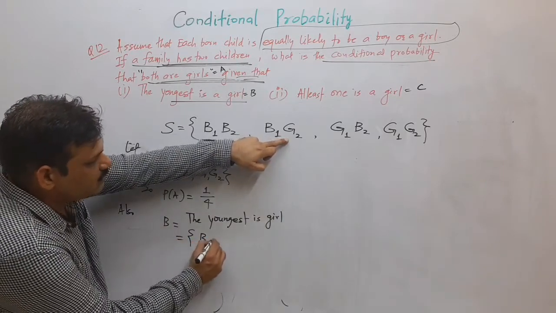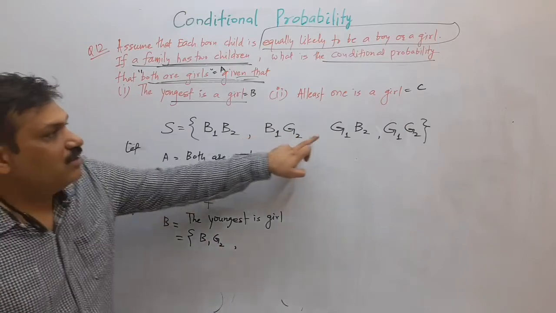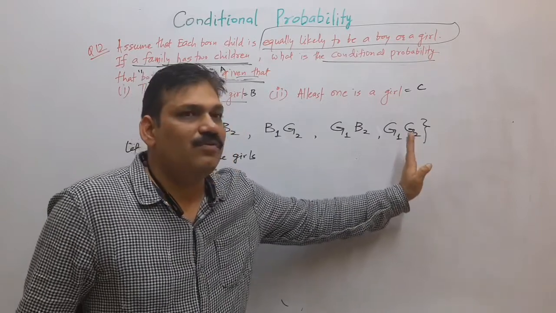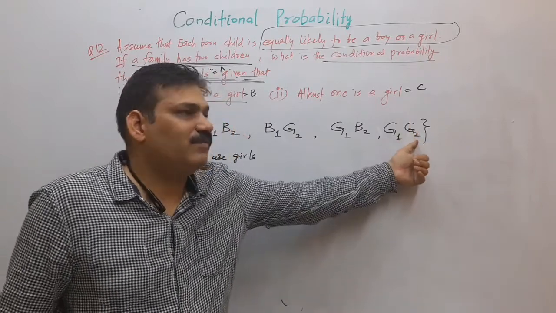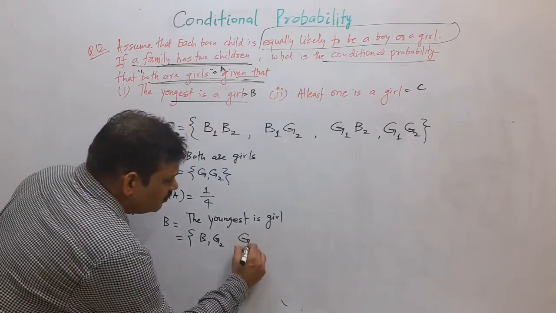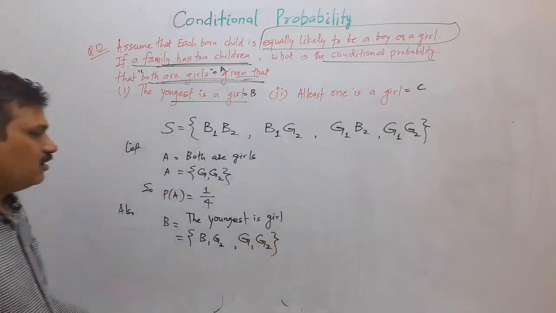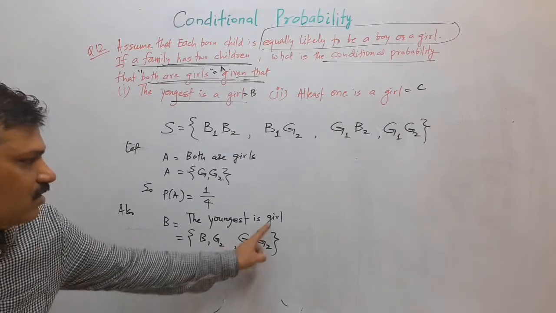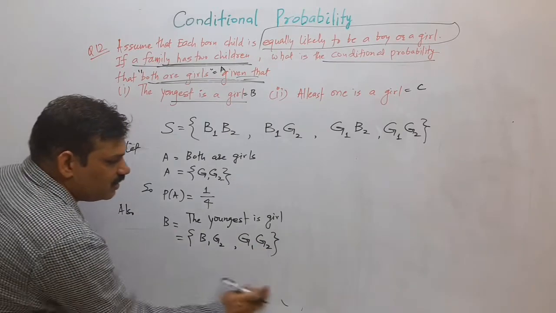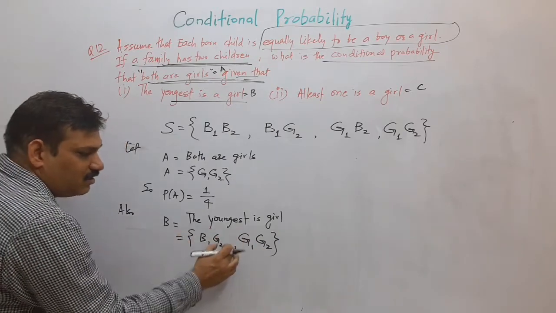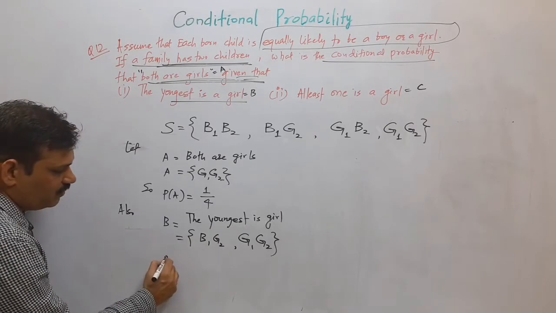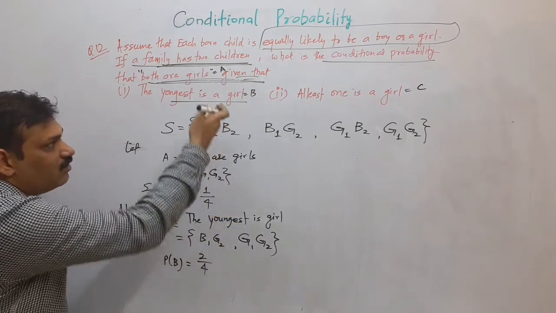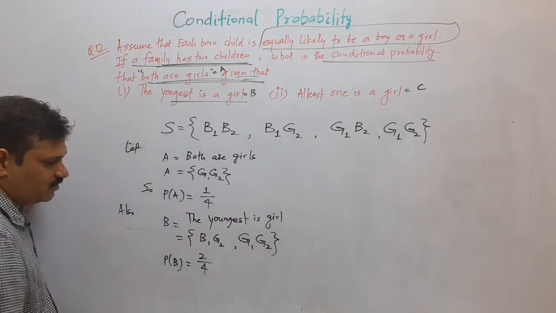So this case will be considered, G1, G2. Here the younger one is boy, but here the younger one is girl. Younger means the one who is born after the first one, so the second one will be the younger. Here you can see the youngest means the child born at the second position. The second child is girl. The first child is older and the second child is younger. So probability of B is equal to total number of outcomes in favor of B divided by total number of outcomes in sample space.